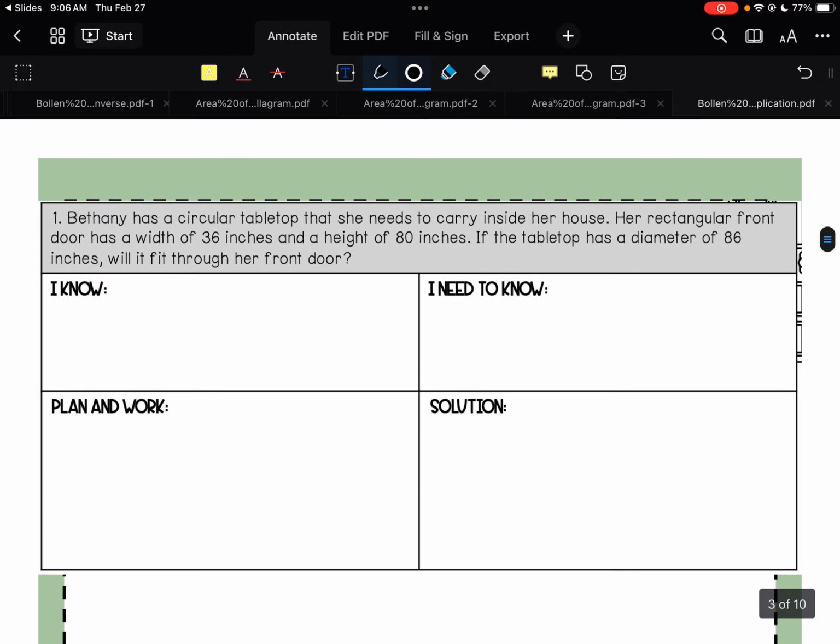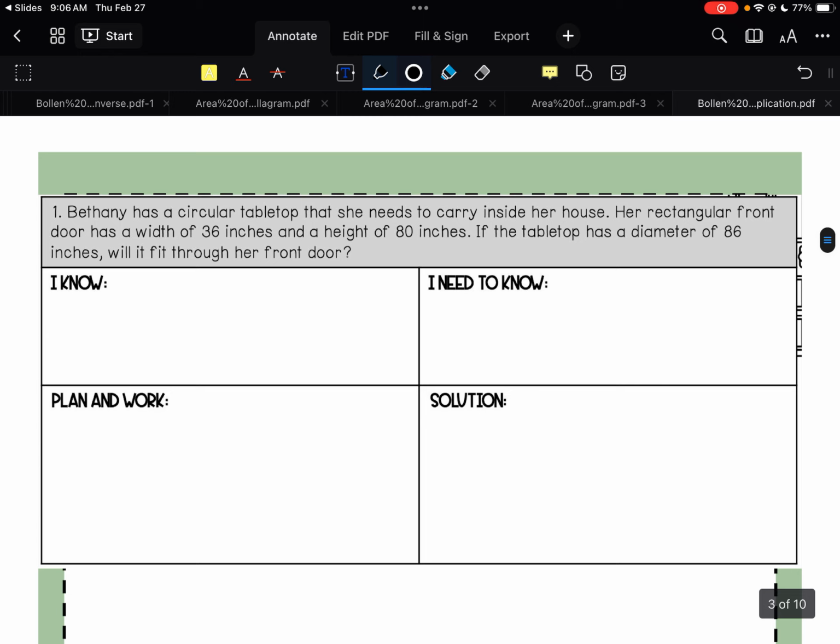All right, our first word problem here is that Bethany has a circular tabletop that she needs to carry inside her house. The rectangular front door has a width of 36 inches and a height of 80 inches. If the tabletop has a diameter of 86 inches, will it fit through her front door?